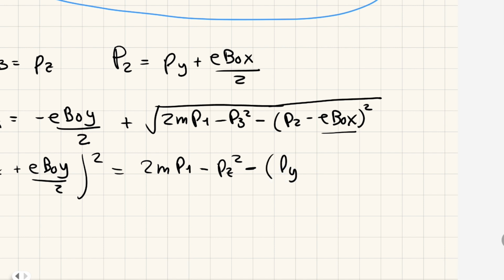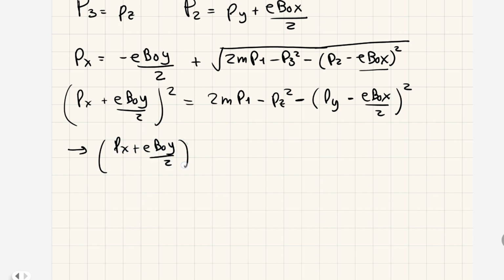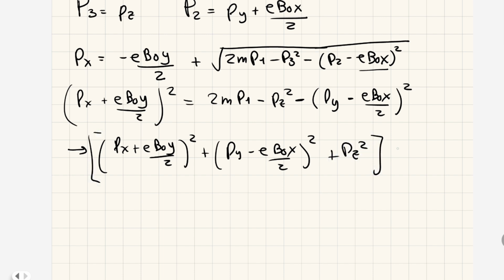Py minus Ev0x divided by 2, right? And this is squared. Okay, so with this, we can solve for P1 to get that (Px plus Ev0y divided by 2) squared plus (Py minus Ev0x divided by 2) squared plus pz squared, all these multiplied by a factor of 1 divided by 2m is equal to P1, right?